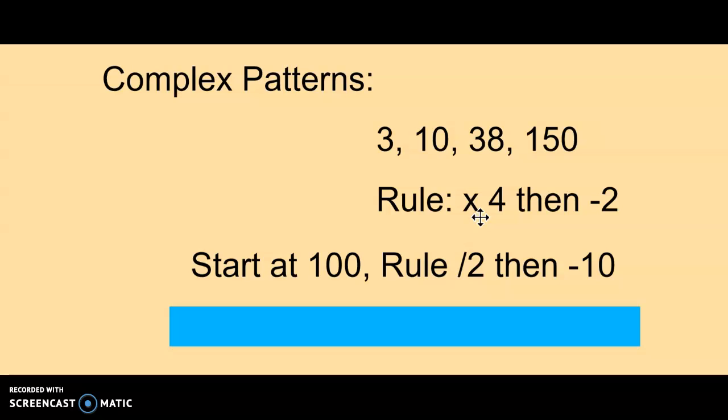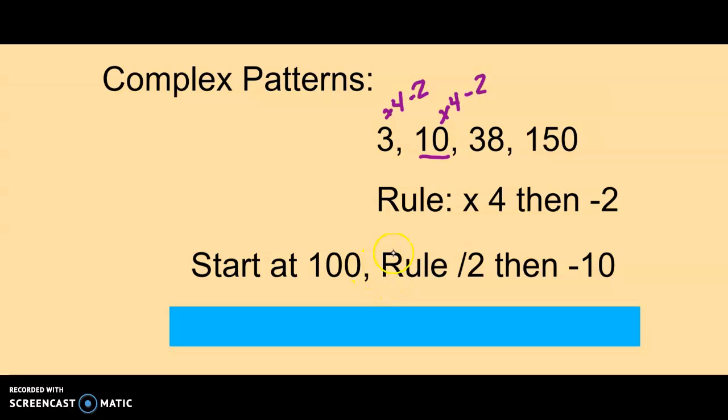So what I'm going to do is take the first term, multiply it times 4, then subtract 2 to get my second term. So when I look at 3 and I multiply it times 4, I get 12. And then when I subtract 2, I get 10. And then if I do the same thing with 10, 10 times 4 is 40, minus 2 is 38. And I continue that on with my next number. Okay, so 38 times 4 is 152, and then when I subtract 2, it's 150. So this is a complex pattern because you have to do 2 steps to get from one term to the next term. Okay, so let's look at another one.